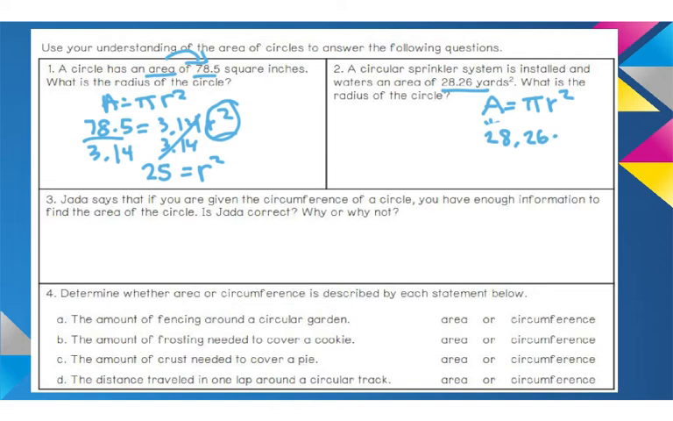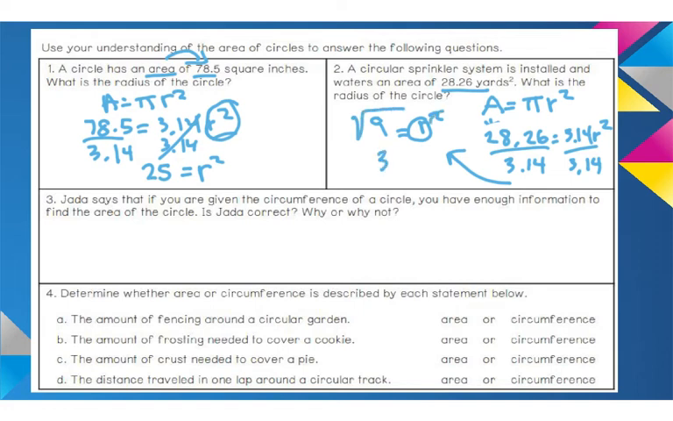28.26 equals 3.14 radius squared. So then we're going to divide by 3.14. And we should get, we'll bring our answer over here, our radius squared is equal to 9. To isolate the variable, take the square root of the other side, which is 3. So our radius equals 3.